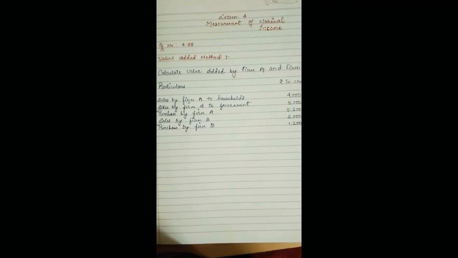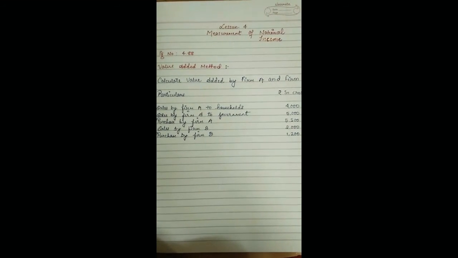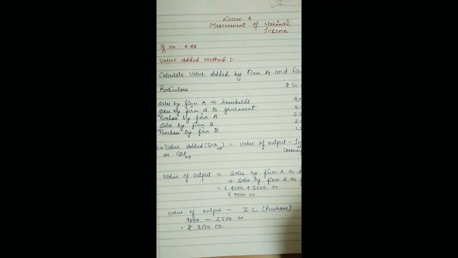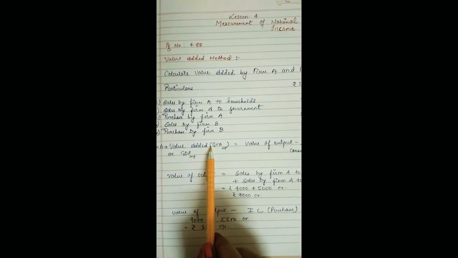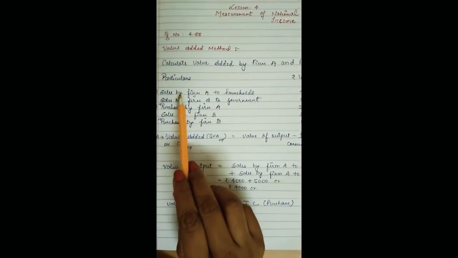Now if you remember the formula of the value added method, students, it is value of output minus IC. Based on the same method, we will be calculating value added by firm A and firm B both. So let us see how I'm calculating, and go through the solution so that it's clear to you all and you can do the questions based on this method. Value of output we have to calculate, because value of output is not given. As I told you, the formula of calculating value added or GDP MP is value of output minus IC, but here value of output is not given.